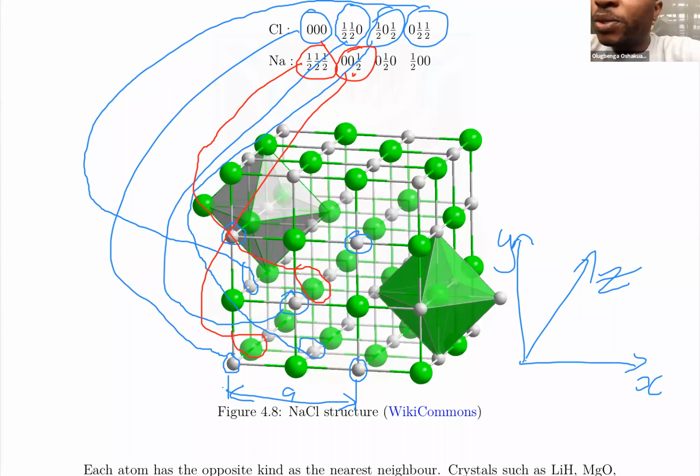And the third for sodium, we have 0, half, 0. From the origin, 0 means we are not moving to the right. Half means we are coming up by half. And 0 means we are not going inside. Then this is the point that the third coordinates is referring to.